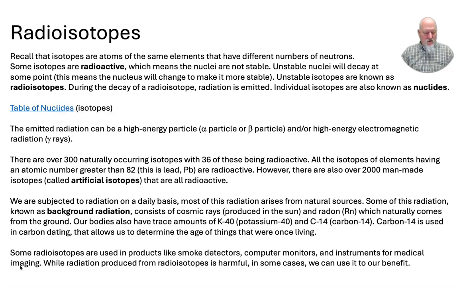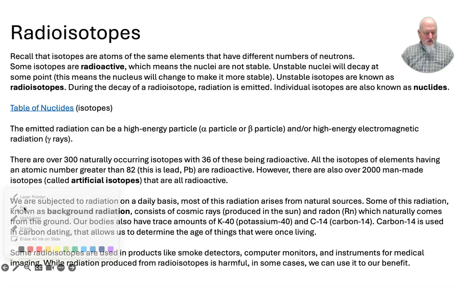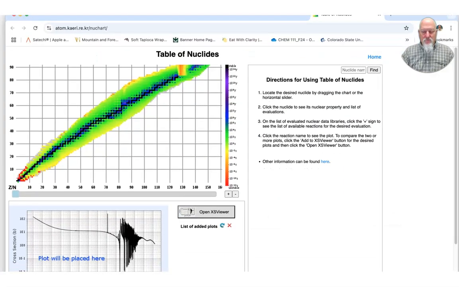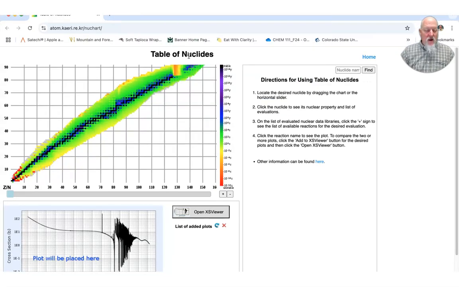Oops, I need to get off my pen and go back to something else. If I click on the table link that we've done there, I get a table of nuclides. I'm going to drag that over into our window here. What we have here is a table of nuclides from South Korea, I believe. It's the best one I think there is.